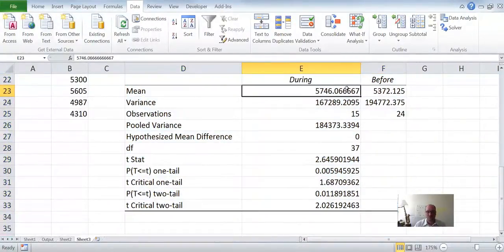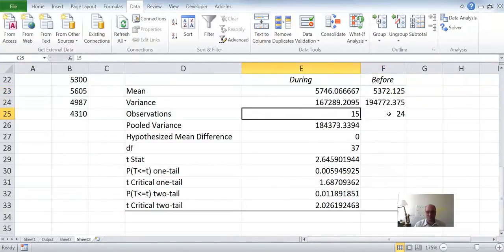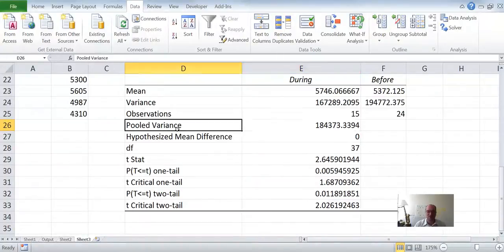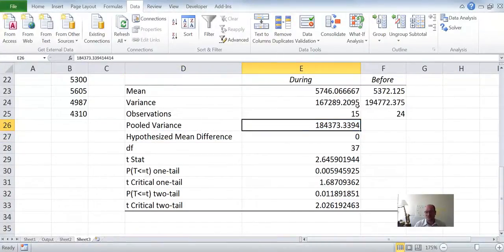All right, so again, we get our mean before and during. Here's our variance again, and number of observations. So it's a good idea to eyeball these and say, yep, there's the 15 weeks during, and here's the 24 weeks before. Make sure that we are collecting all our data. That's a good sort of check. Because we have equal variance, this is also called a pooled variance problem. So this is a pooled variance, essentially just some math to figure out what these two variances combine to. Hypothesized mean difference.